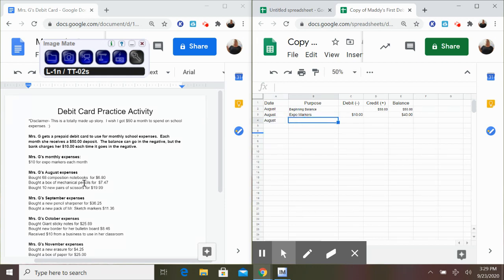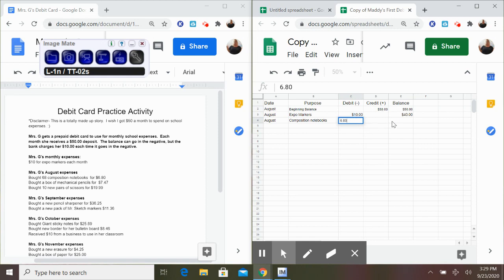And my first one says that I bought 68 composition notebooks. So I'm going to put my purpose, composition notebooks. Just write what you bought. And it says I spent, so that's going to be a negative number, $6.80.